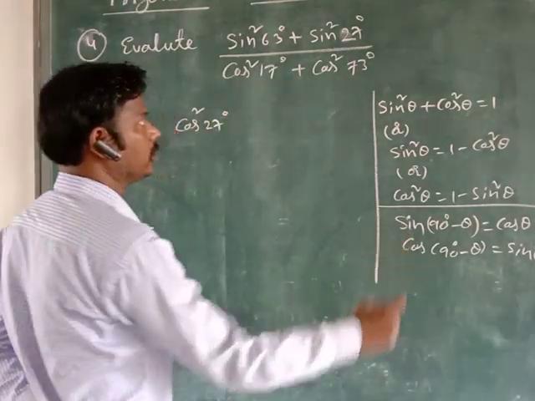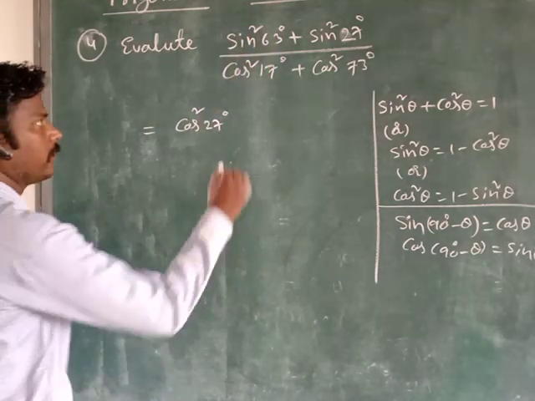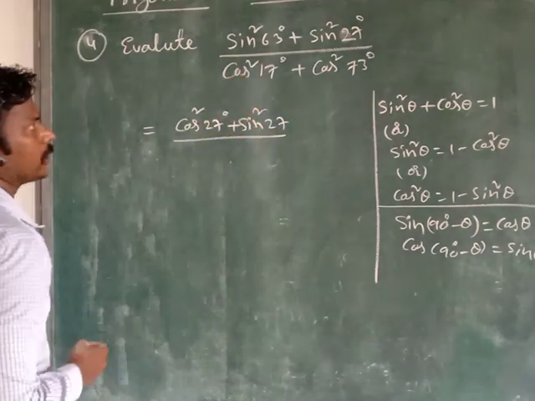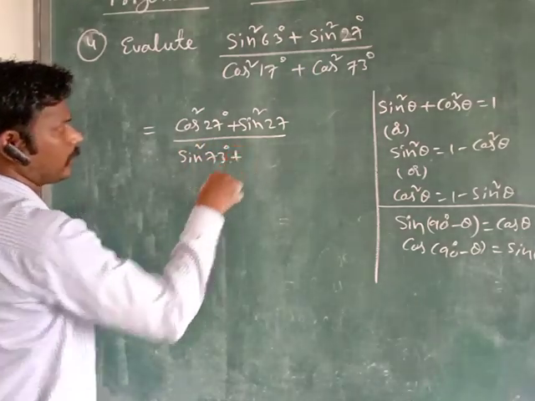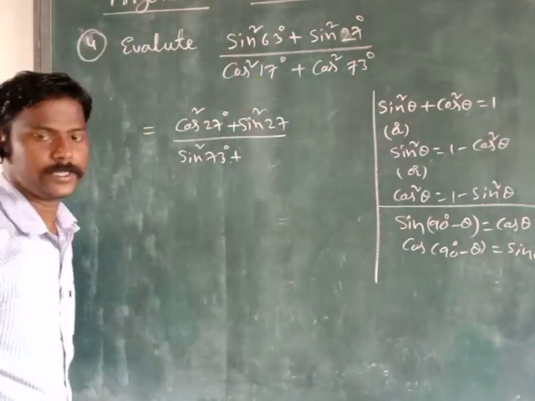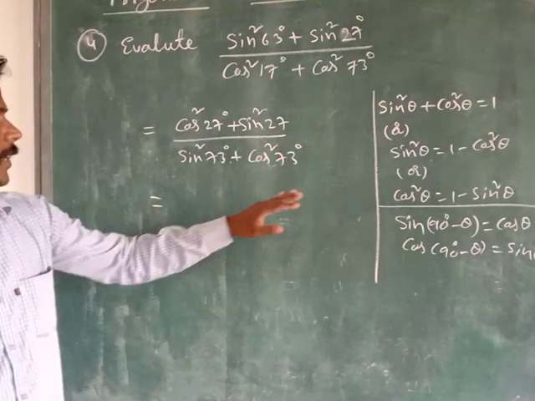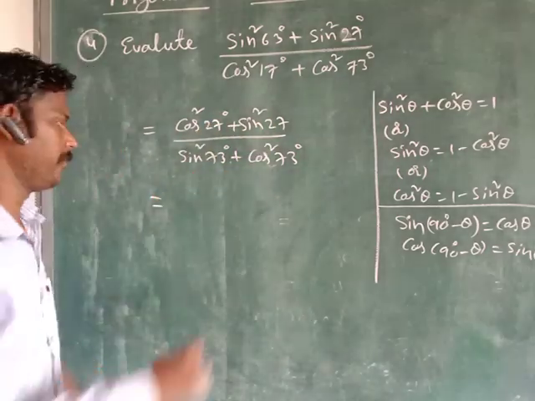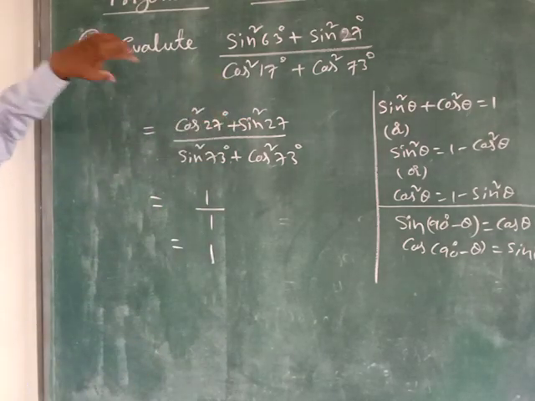Based on this, sin 90 minus theta equal to cos theta. Sin 63 equal to cos 27, plus sin square 27 by cos square 17. How to write? Sin square 73 degrees, children, because 17 degrees is complementary to 73. 73 complementary is 17, so you can write cos square 17. Now we have the identities. Cos square theta plus sin square theta, or sin square theta plus cos square theta, how much? 1. So 1 by 1, how much? 1. So this is the solution for the first answer.